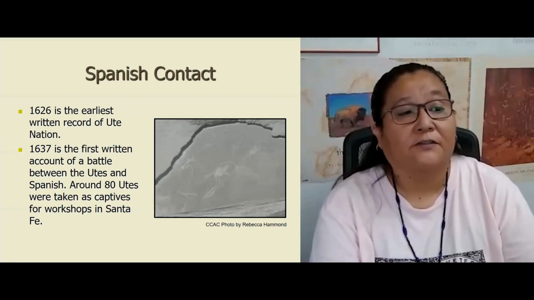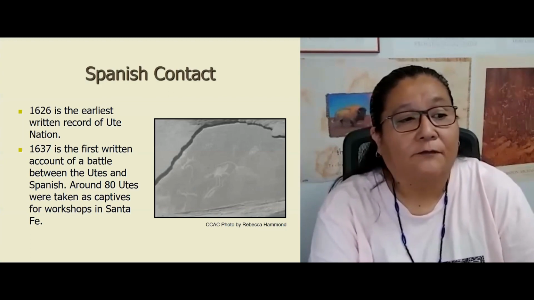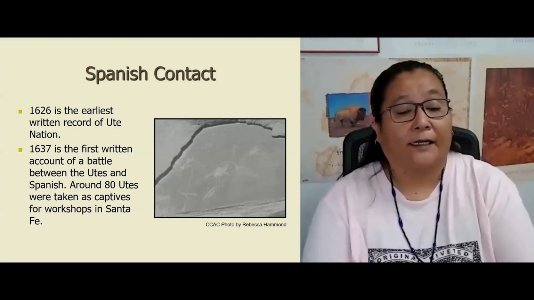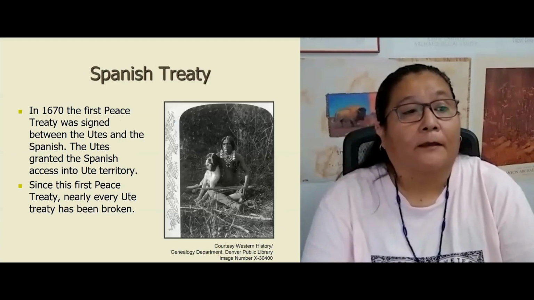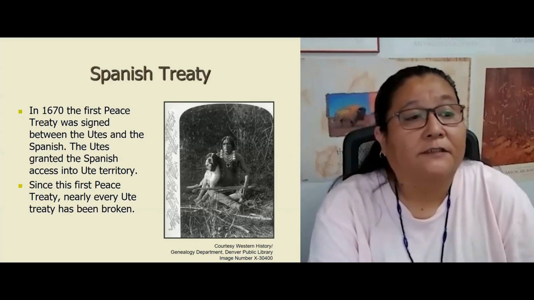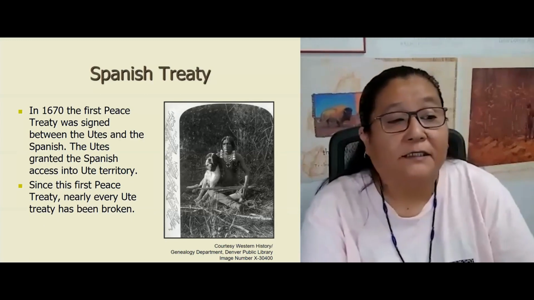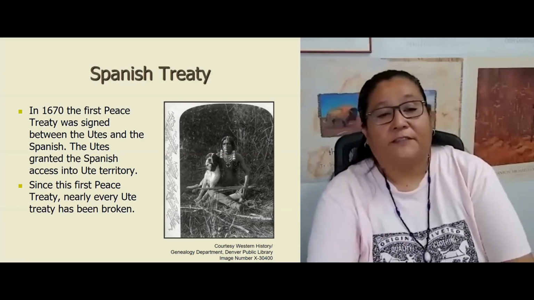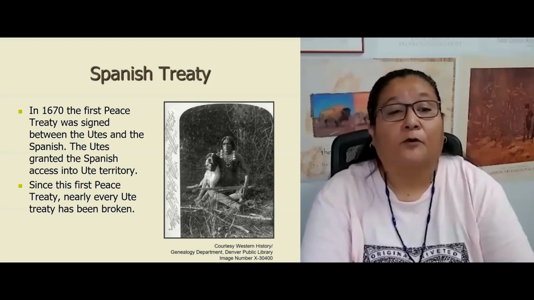So 1626 is one of the earliest written accounts of Ute people. In 1637 was the first written account of a battle between the Utes and Spanish, and the Spanish took 80 people to work as captives in Santa Fe. Of course, one of the first treaties was in 1670. And this was a peace treaty that was signed. And then the Spanish wanted to come up into this territory. And ever since 1670, every peace treaty that the Ute people have signed with the Spanish, with the United States, every treaty has been broken.